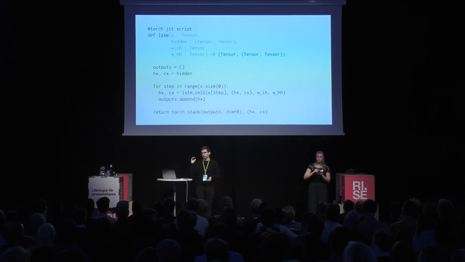And in fact, in here, provided you have this LSTM cell defined, you can see everything that you need to write out an RNN in PyTorch and even in TorchScript, which is completely exportable.